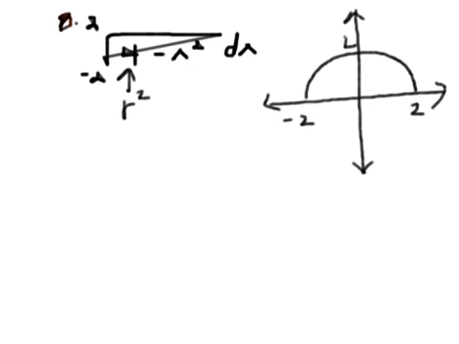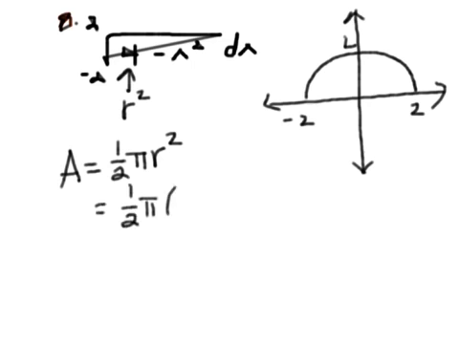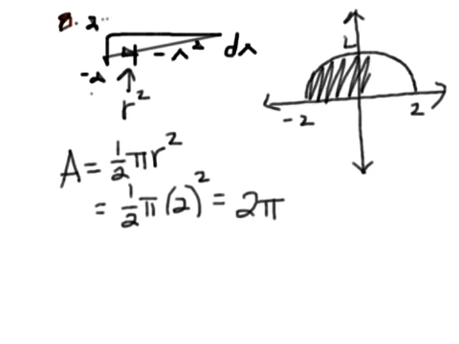Now a whole circle has the area of pi r squared, but a semicircle has the area of 1/2 pi r squared. So all we simply have to do is substitute in our radius of 2, and then we know that our answer is 2 pi. Now the negative 2 and the 2 right here, they show me that I am going to be looking at that entire area.